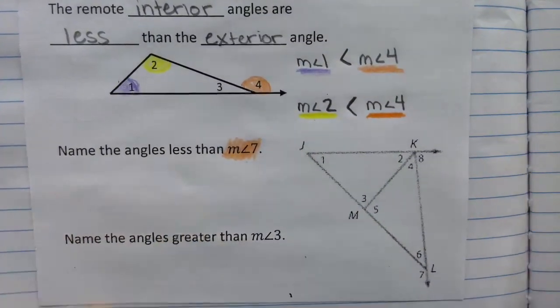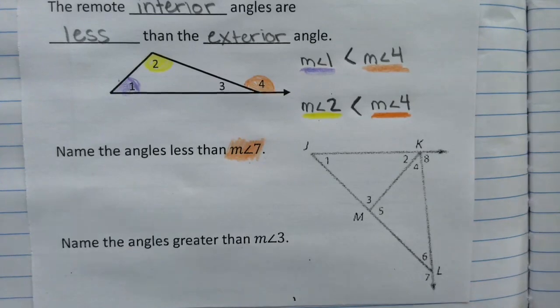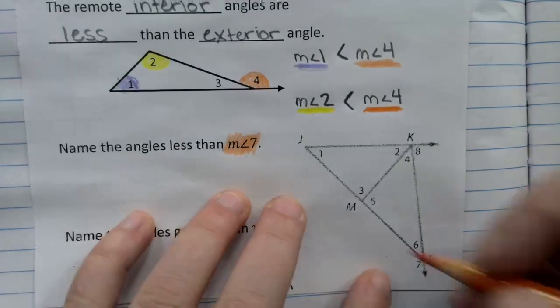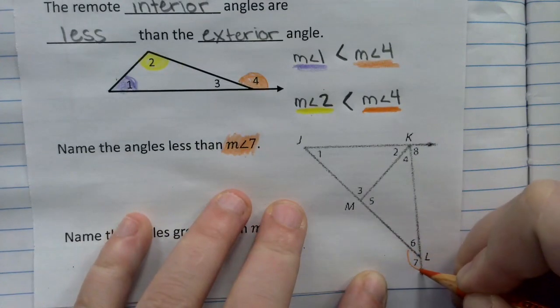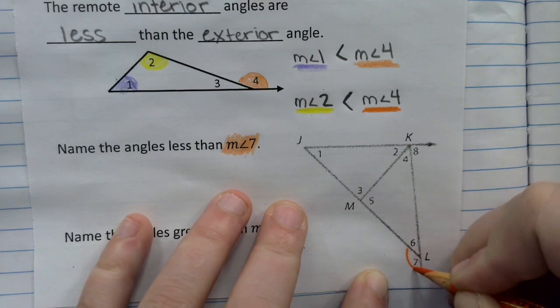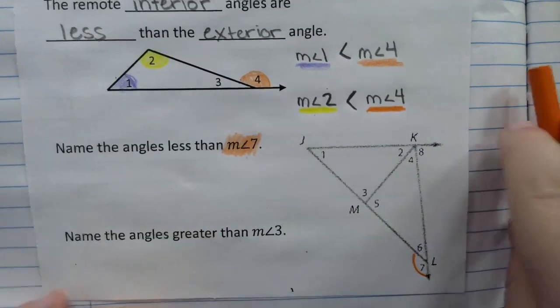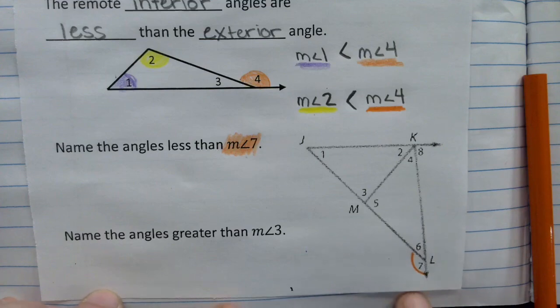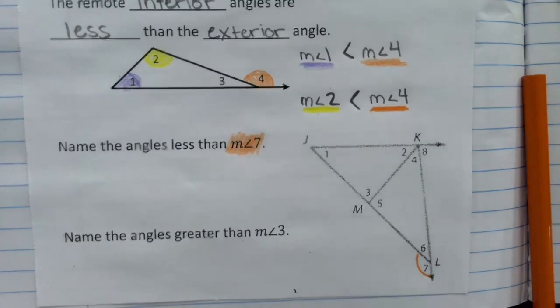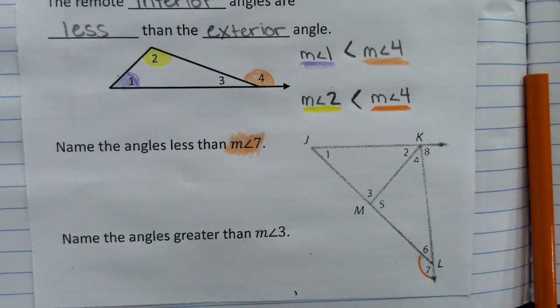So in this picture, anyone see where angle 7 is? Kind of, yeah, it's at the very bottom there. So we're looking to see, is that an interior or an exterior angle? Good, exterior. It's on the outside of the triangle. So I need to figure out what are the remote interior angles with angle 7.